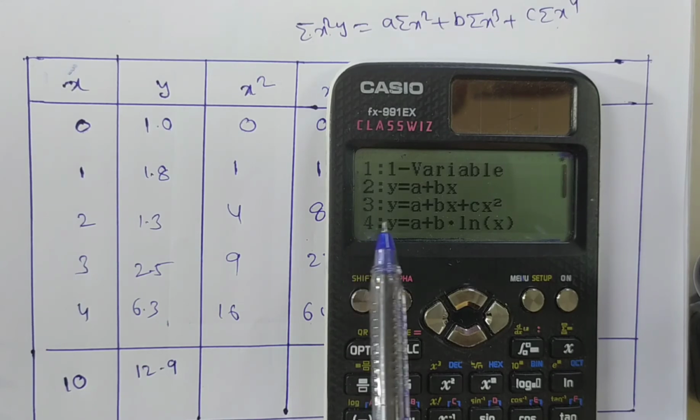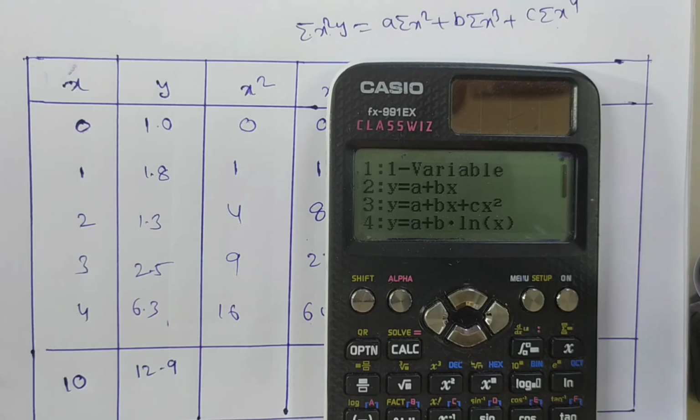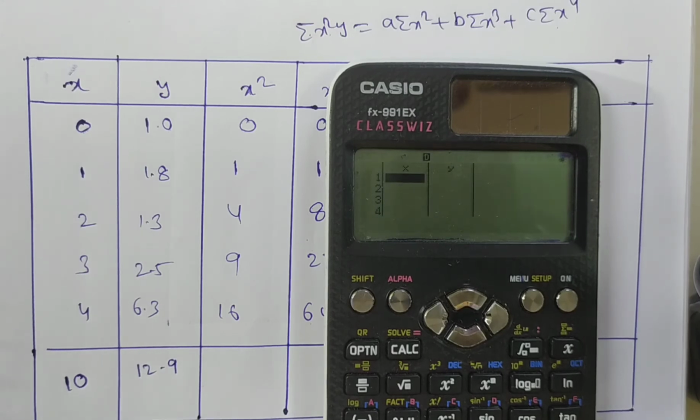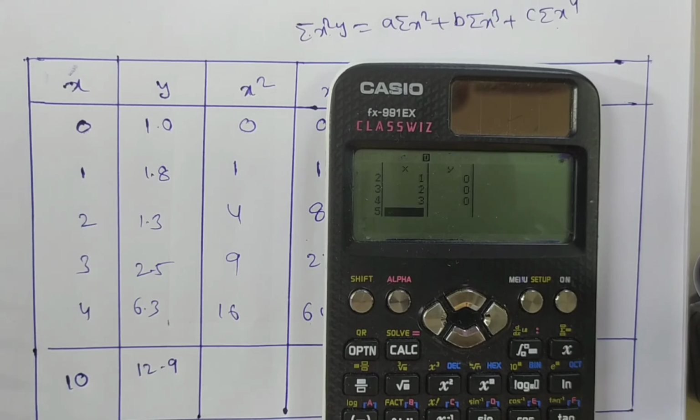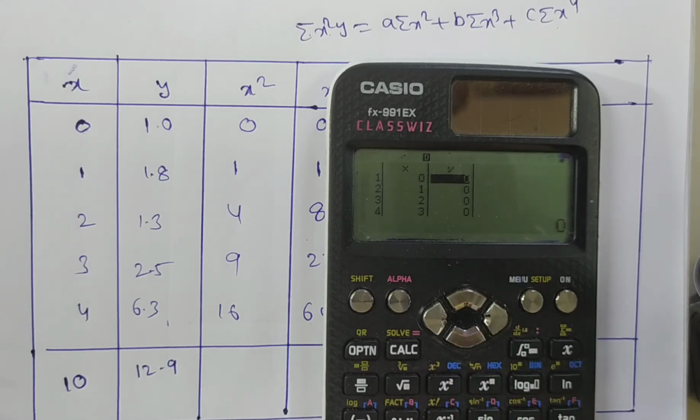You observe option 3: y is equal to a plus bx plus cx square. So first we have to give the xy values. But what are we fitting here? We are fitting a parabola. Is it in the form of y is equal to a plus bx plus cx square? Yes. So press 3. Now you give all the values of x and y. Now the x values we have 0 equal to, 1 equal to, 2 equal to, 3 equal to, 4 equal to, like that we have to give. Now the corresponding y values. So press the down joystick and go for the right joystick. Now you will have 1.0 equal to, 1.8 equal to, 1.3 equal to, 2.5 equal to, next 6.3.